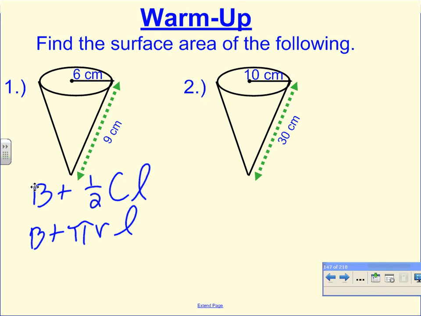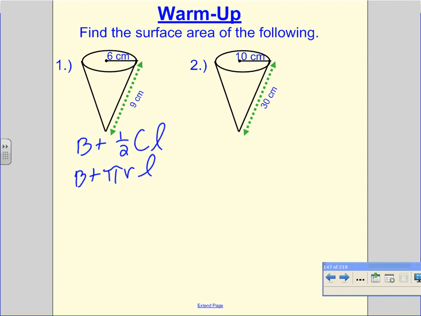Okay, what about for a pyramid? Camille, surface area for a pyramid. Awesome. Base plus 1/2 times perimeter times slant height. Remember, the pyramid only has one base as well. That's why it's not 2B. Calculator down, okay? Okay, so for the first warm-up, Josh, what did you get for your answer?